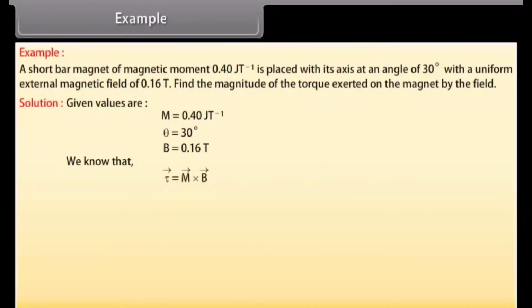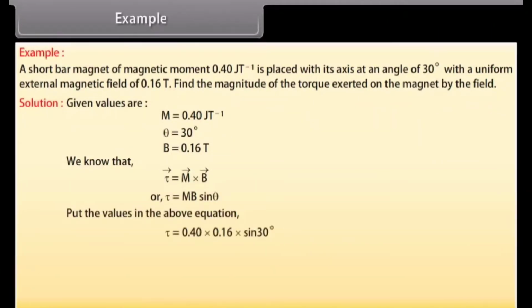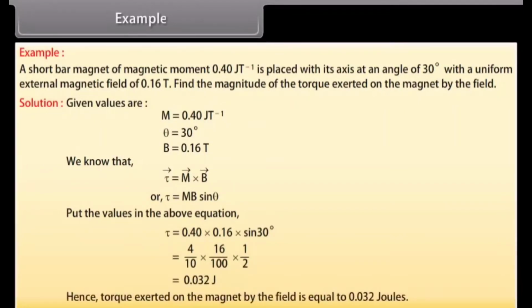We know that τ is equal to the cross product of m and B, or in terms of magnitude, τ is equal to mB sin θ. Put the values in the above equation. τ is equal to 0.40 times 0.16 times sin 30 degrees. On calculating the equation, we get the value of τ, which is equal to 0.032 joules. Hence, torque exerted on the magnet by the field is equal to 0.032 joules.